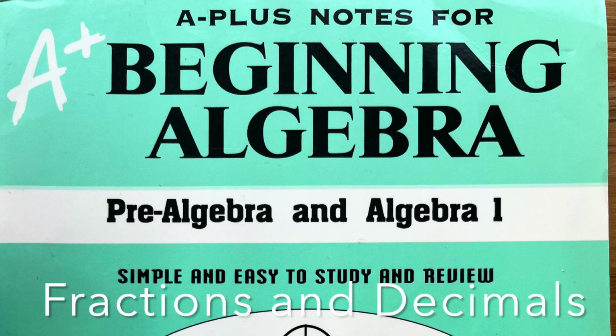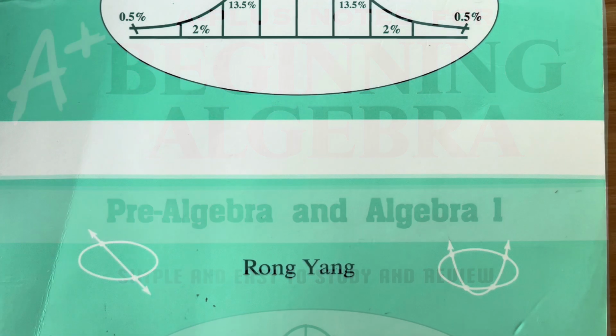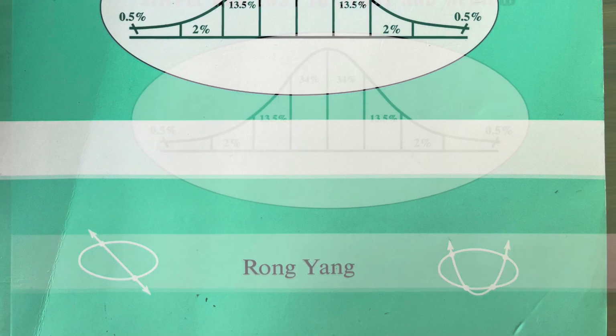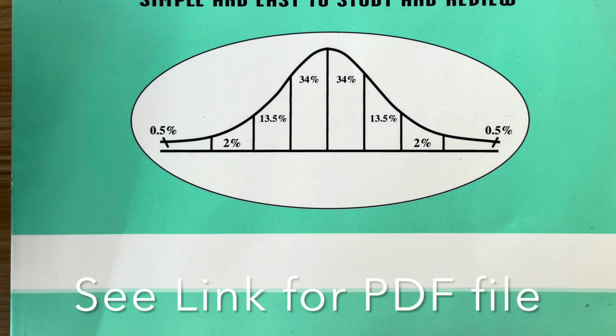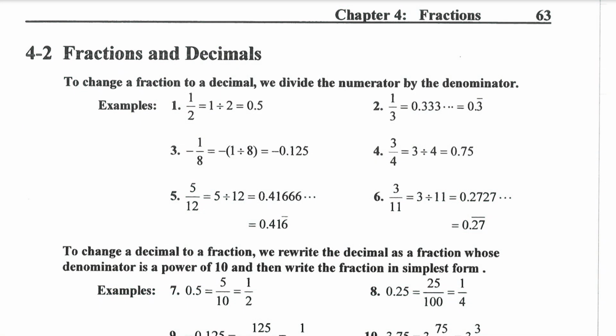Okay, back to work on fractions and decimals from page 63 and 64 of the Beginning Algebra book. Please check the description box below this video for a PDF file of the textbook. Fractions and decimals. To change a fraction to a decimal, we divide the numerator by the denominator.